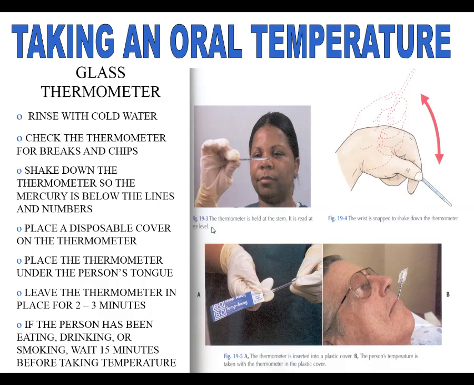Another thing about oral thermometers, if someone has eaten or drank anything, whether it's any kind of oral thermometer, you have to wait about 20 minutes before you take a temperature. At least 15, but preferably 20 minutes, so that the mouth has had time to recuperate from eating or drinking anything.